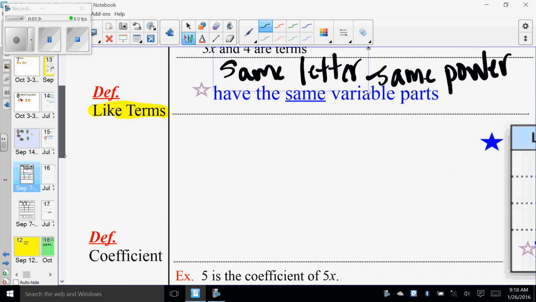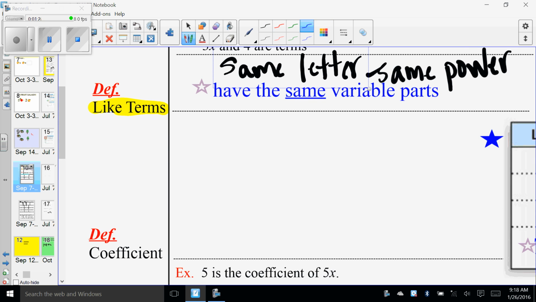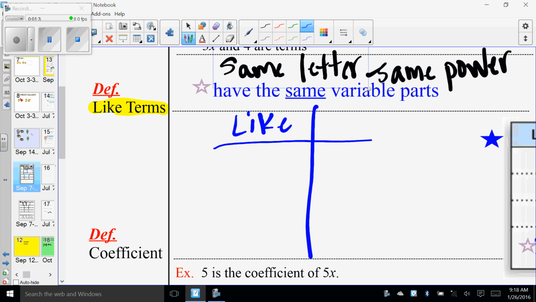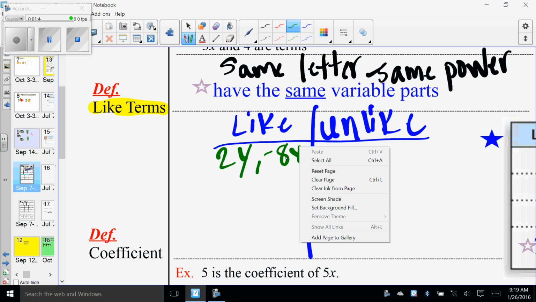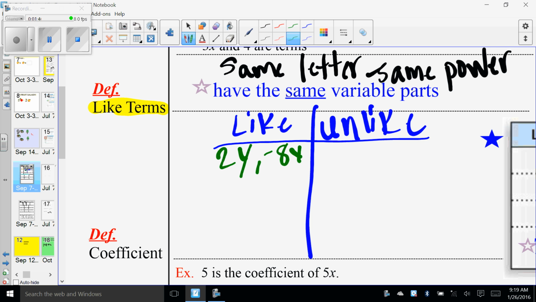Okay, so some examples of like terms then. So things that are like versus things that are unlike. So let's go ahead and organize this table of some ideas so that you can see the difference between like terms and unlike terms. So we'll start with something very simple. 2y and negative 8y. We would say that those are like terms. Same variable, same power. It doesn't matter what the number in front is.